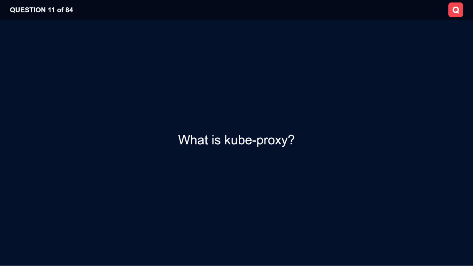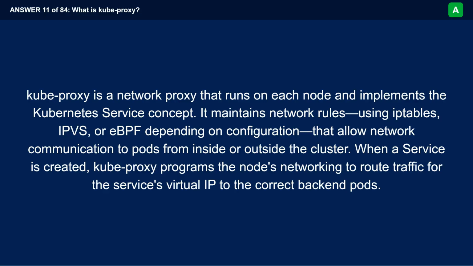What is kube-proxy? kube-proxy is a network proxy that runs on each node and implements the Kubernetes service concept. It maintains network rules using iptables, IPVS, or eBPF depending on configuration that allow network communication to pods from inside or outside the cluster. When a service is created, kube-proxy programs the node's networking to route traffic for the service's virtual IP to the correct backend pods.